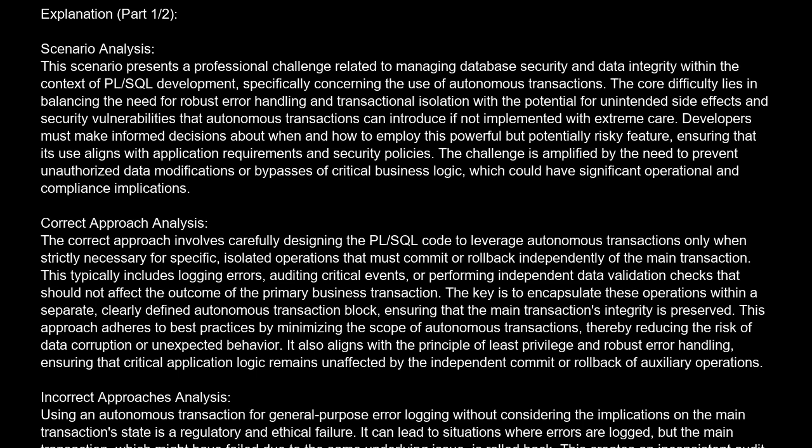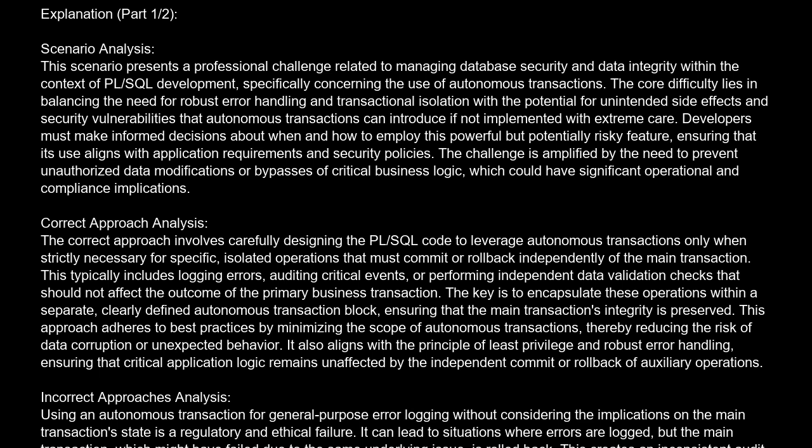Explanation. Scenario analysis. This scenario presents a professional challenge related to managing database security and data integrity within the context of PL/SQL development, specifically concerning the use of autonomous transactions. The core difficulty lies in balancing the need for robust error handling and transactional isolation with the potential for unintended side effects and security vulnerabilities that autonomous transactions can introduce if not implemented with extreme care.